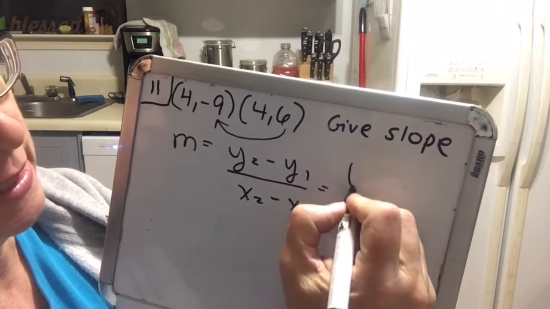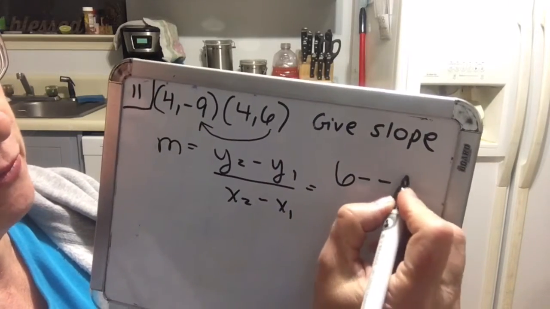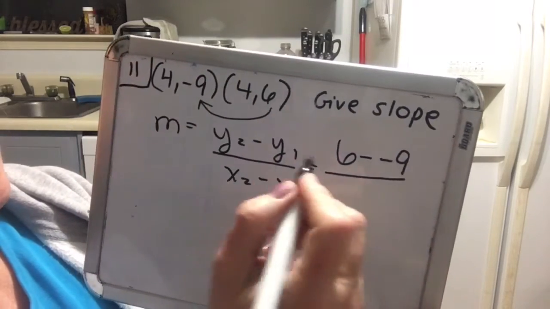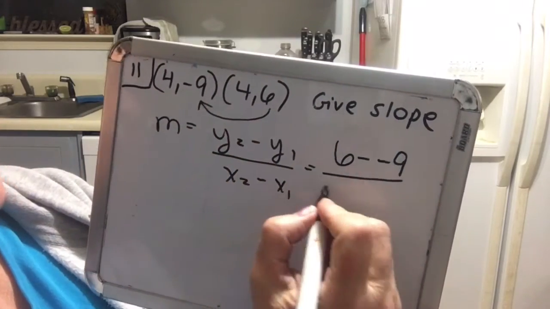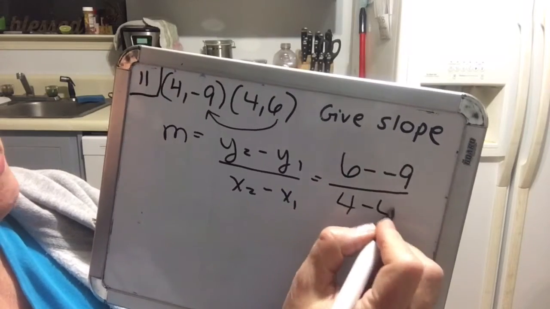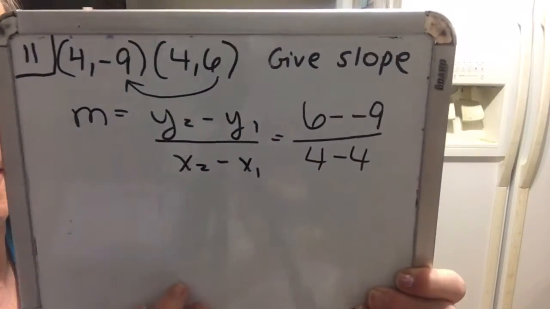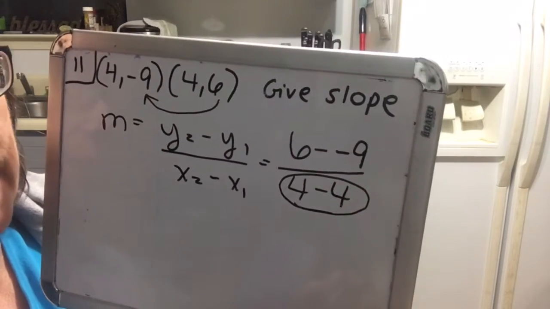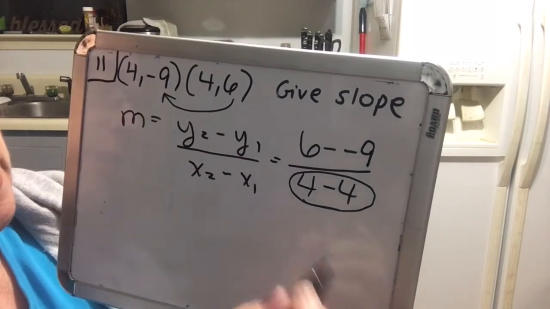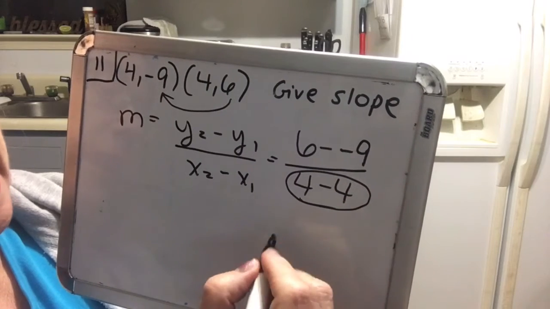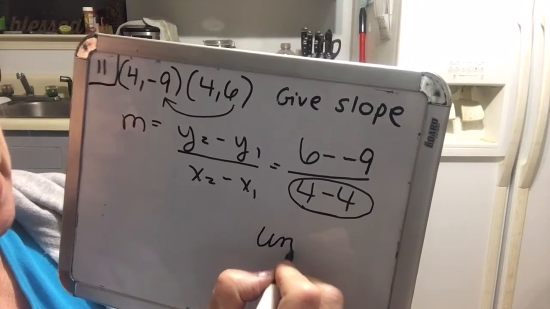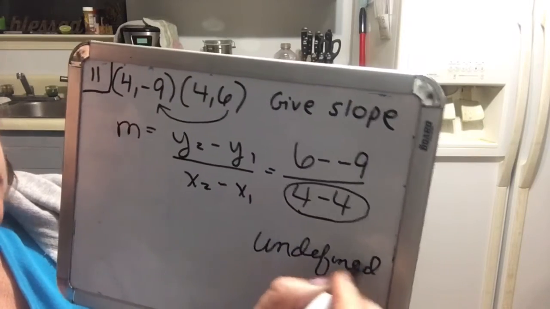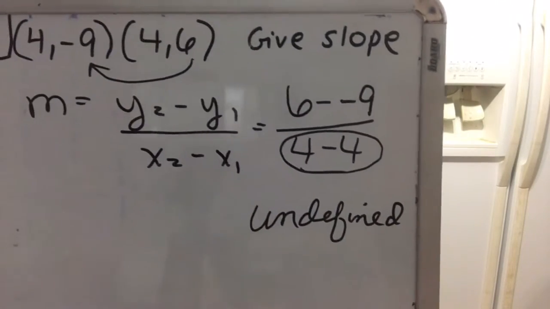So we've got 6 take away -9 in my y's, and then subtracting in the same direction, I'll say 4 take away 4. Oops, what happened? I've got 4 take away 4, which is a 0 in the denominator. So the slope of this line is undefined because I have a 0 in the denominator.